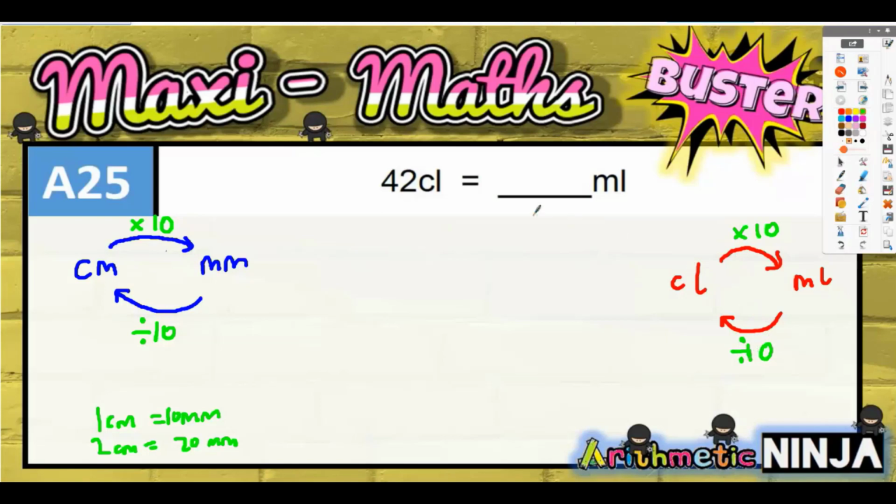Now that we've got that knowledge, we can work this out. So 42 centiliters, we are putting centiliters into this side of the little conversion diagram, 42. And to get that into milliliters, we've got to jump over this arrow here, which is basically times by 10. So 42 times 10 is going to be 420. And that's the answer, 420 milliliters.